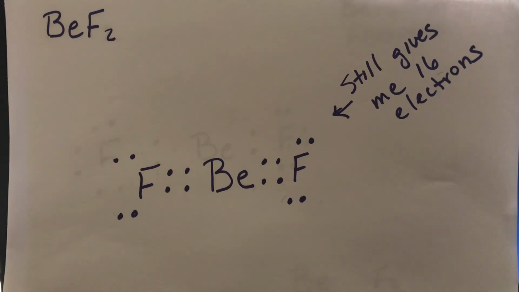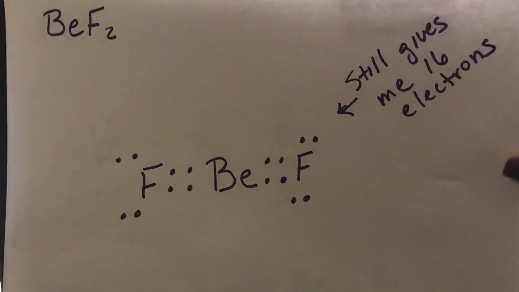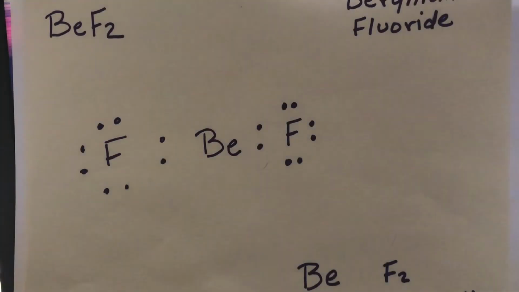On the periodic table, beryllium is in group 2 and has 2 valence electrons. Fluorine has 7, but we have 2 fluorines, making a total of 14. If you add 2 plus 7 times 2, it gives us 16 valence electrons. Beryllium is the least electronegative, so it will go in the middle, and fluorine will be on the outsides.